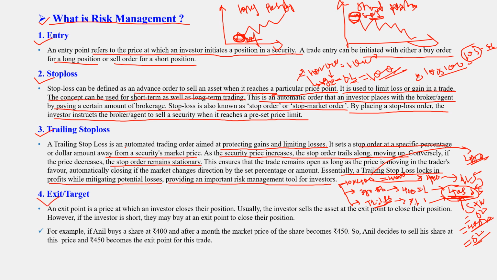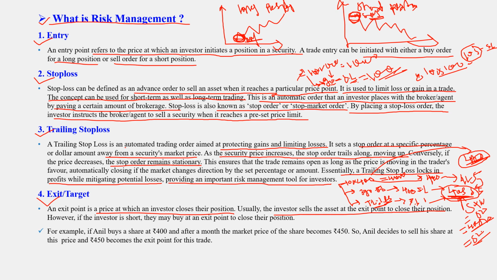Next is the exit target. An exit point is a price at which an investor closes their position. As I said in the example, when we enter the stock, we set some target amount. This target amount is 430. When an investor closes their position, usually the investor sells the asset at the exit point. If our expectation and anticipation are correct and we hit the target, we need to exit this position, right?